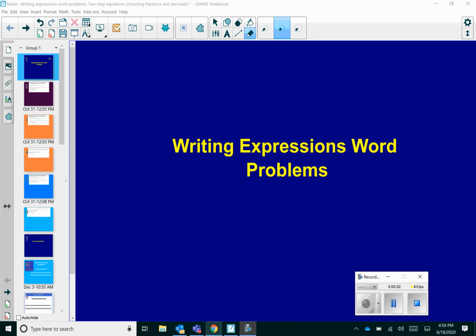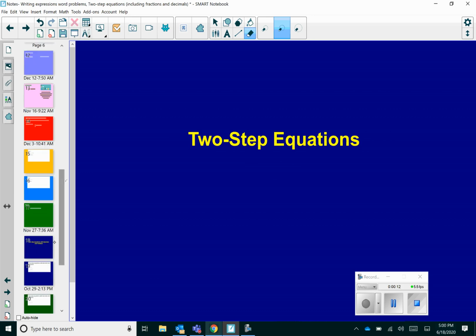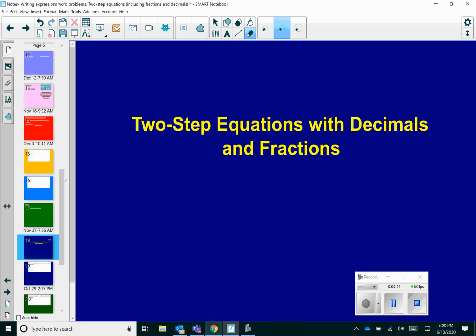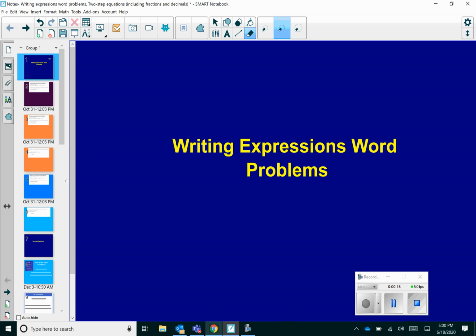Hello, everyone. We're going to continue with the unit expressions, equations, and inequalities, starting with writing expressions word problems. Then we're going to talk about two-step equations, and lastly, two-step equations with decimals and fractions. So let's go back to writing expressions word problems.